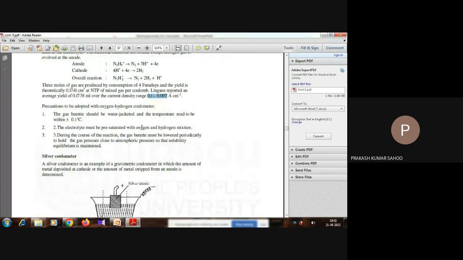The burette should be water jacketed, and temperature readings should be within plus or minus 0.1 degree centigrade. The electrolyte must be pre-saturated with oxygen and hydrogen. During the course of the reaction, the gas burette must be lowered periodically.